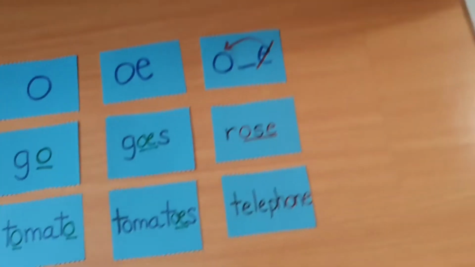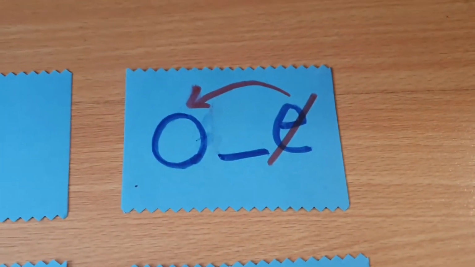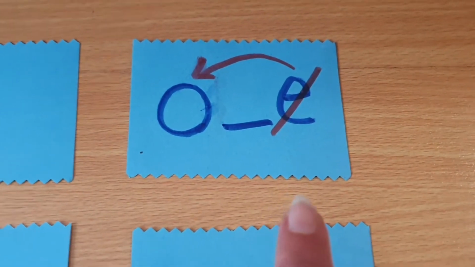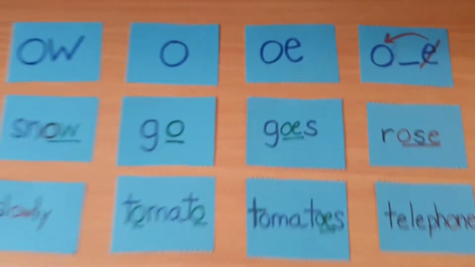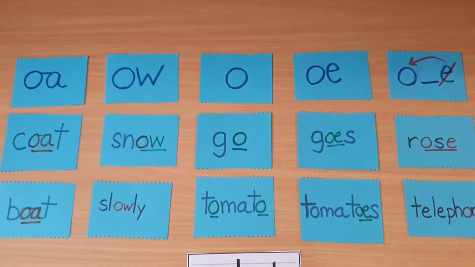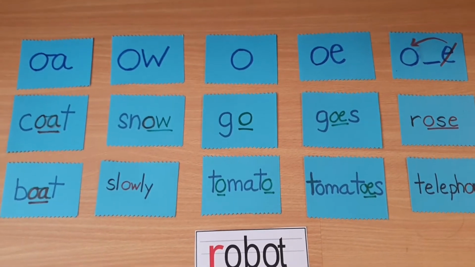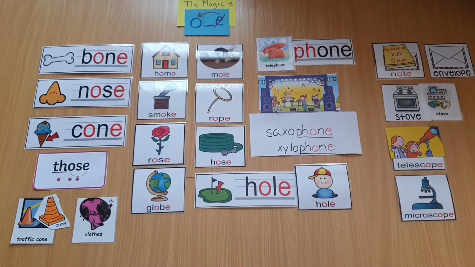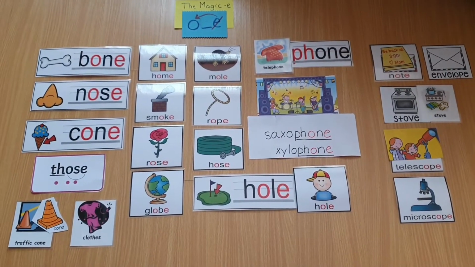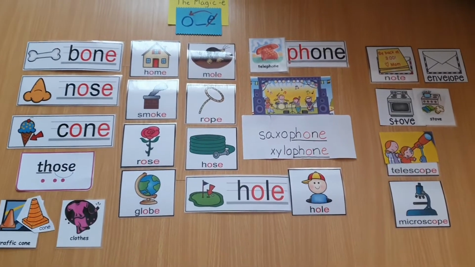Well, today we are going to learn that the magic E makes the O say O, like in rose and telephone. So these are the 5 ways of writing the O sound. Are you ready to learn about the O and the magic E? Yes? Here we go. Now, we have lots of words here with the magic E, but many of them you already know, okay?